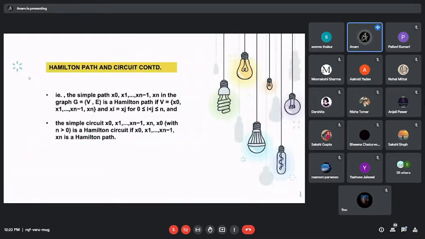That is, the simple path x0, x1, to xn minus 1, xn in the graph G equals (V, E) is a Hamilton path if V equals the set of x0, x1, to xn minus 1, xn, and xi is not equal to xj for 0 less than or equal to i less than j less than or equal to n. And the simple circuit x0 to xn to x0 with n greater than 0 is a Hamilton circuit if x0, x1, to xn minus 1, xn is a Hamilton path.